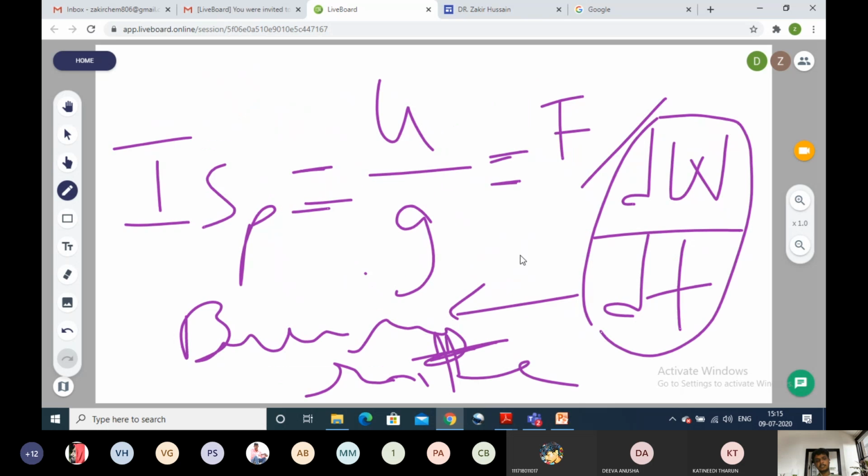So specific impulse is nothing but kg of thrust. Thrust here is nothing but F, force. Kg of force, or kg of thrust, which is produced by burning a specific amount of propellant in a specific amount of time. Okay.